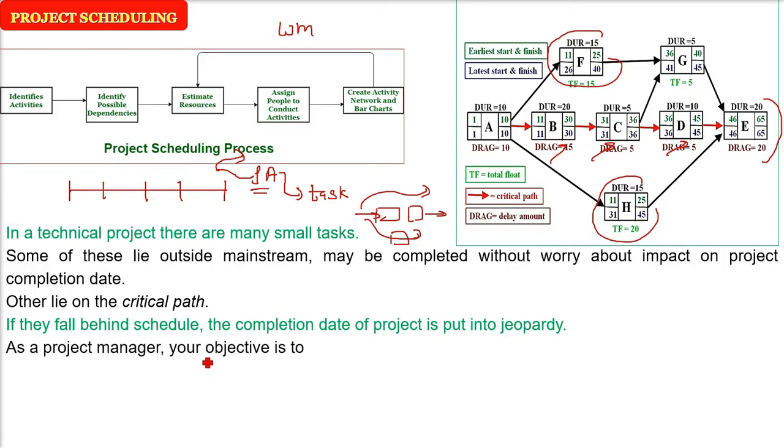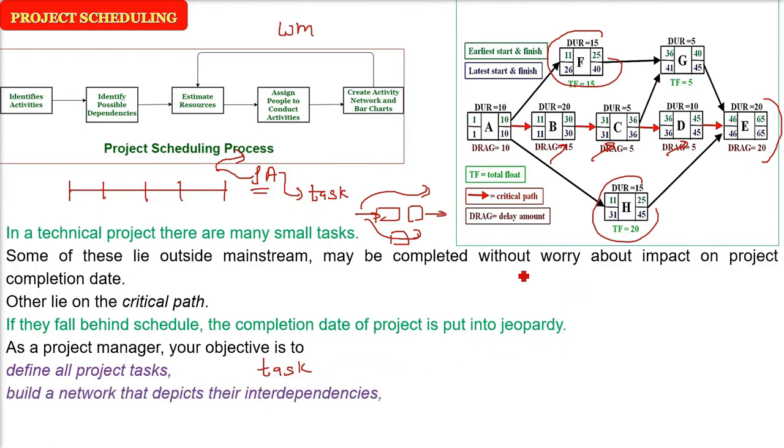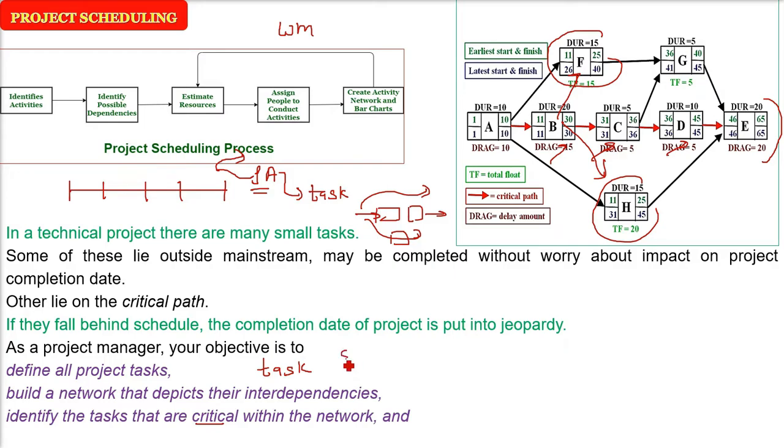So as a project manager, what is your objective? Your objective is to define all the project tasks, whichever tasks are possible. First, decide what tasks are to be done. Then, among all these tasks, there will be some interdependency. They will be dependent on one another. So build a network of that, a picture presentation like that. Identify the tasks that are critical. You need to know and show the critical path.